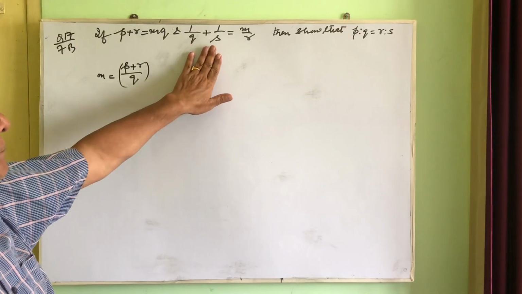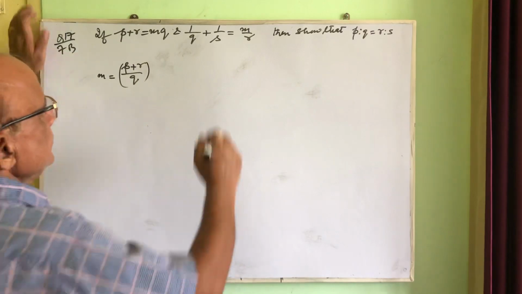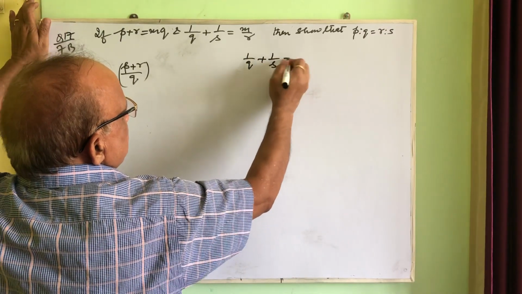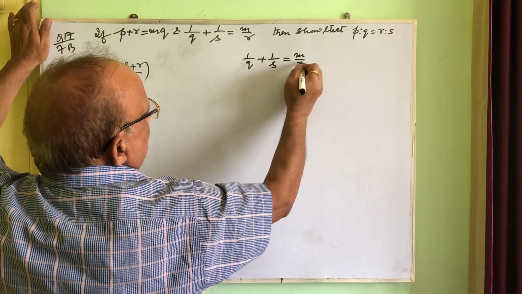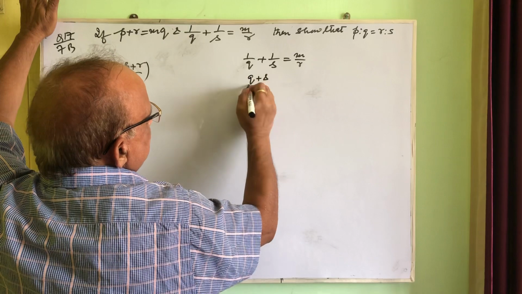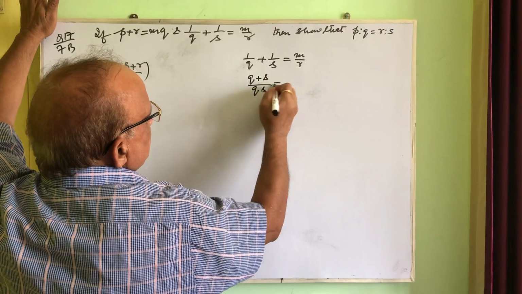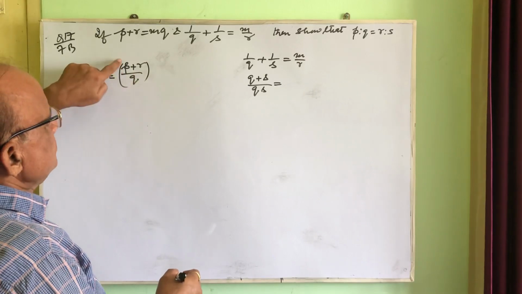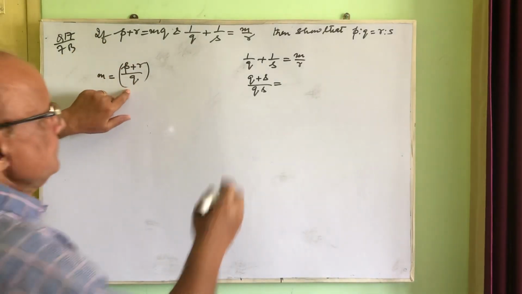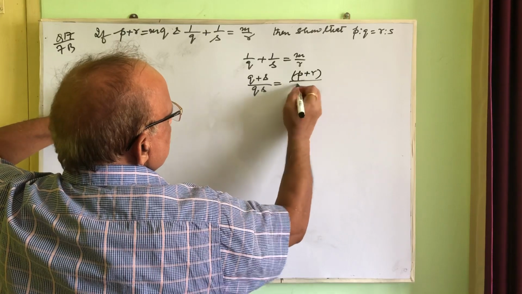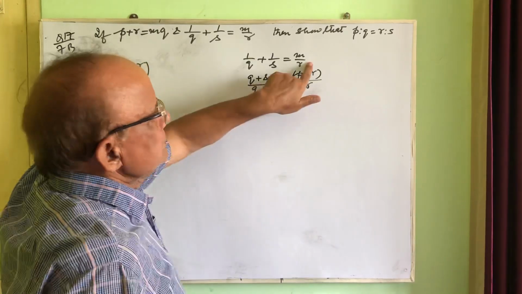Now take this part because this is also given. 1 by q plus 1 by s equals m by r. Take LCM: q plus s by qs. Now put the value of m here. At the place of m write down p plus r by q. This r was already there.